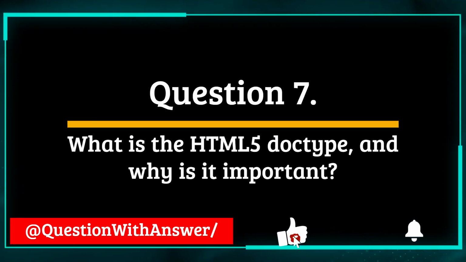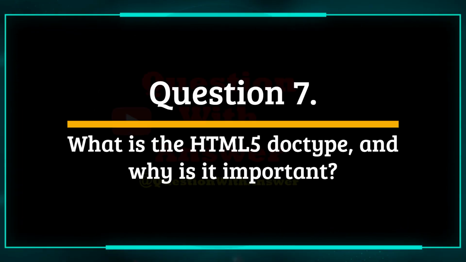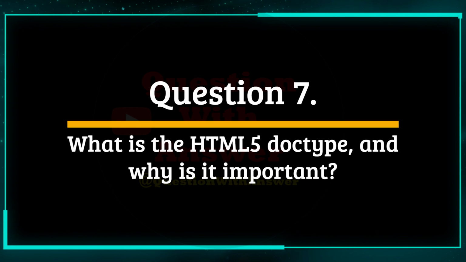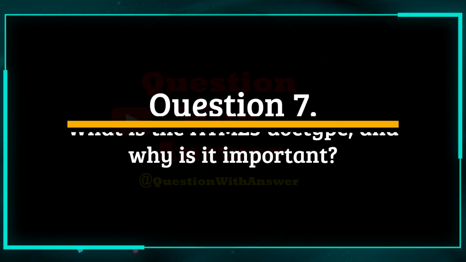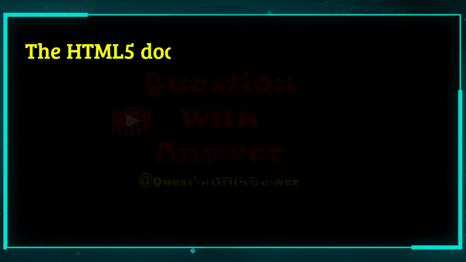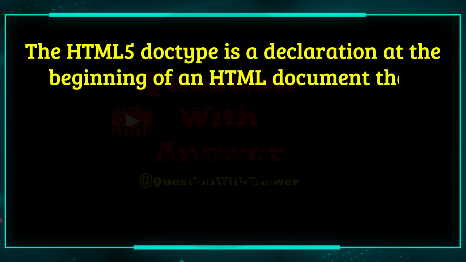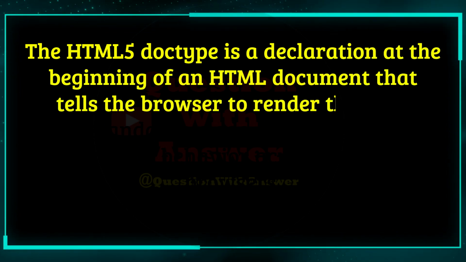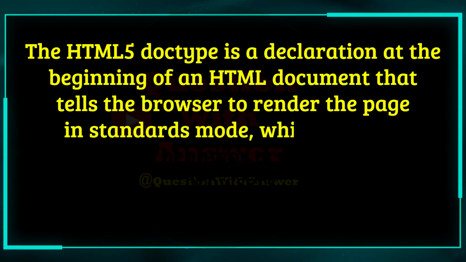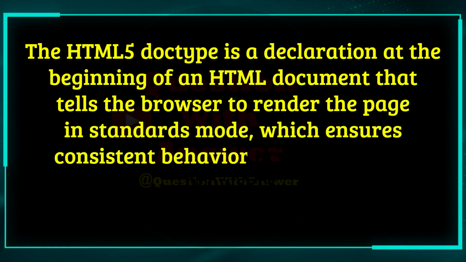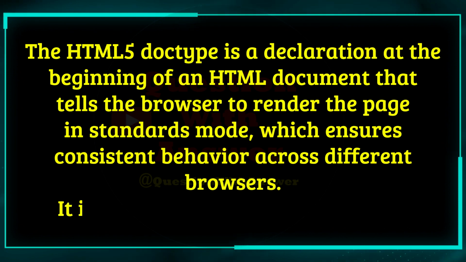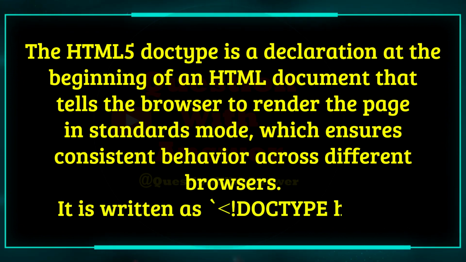Question 7. What is the HTML5 doctype, and why is it important? Answer. The HTML5 doctype is a declaration at the beginning of an HTML document that tells the browser to render the page in standards mode, which ensures consistent behavior across different browsers. It is written as doctype HTML.